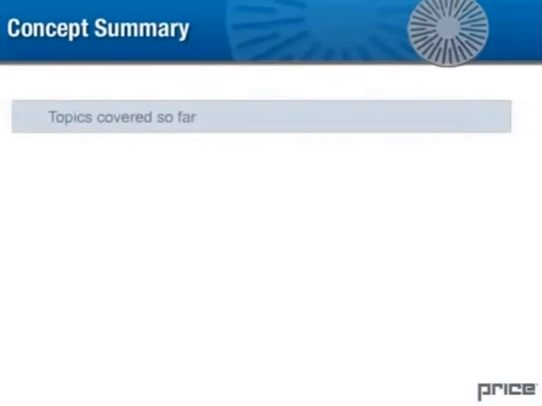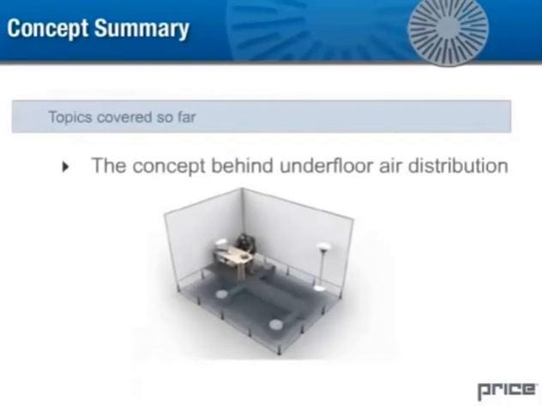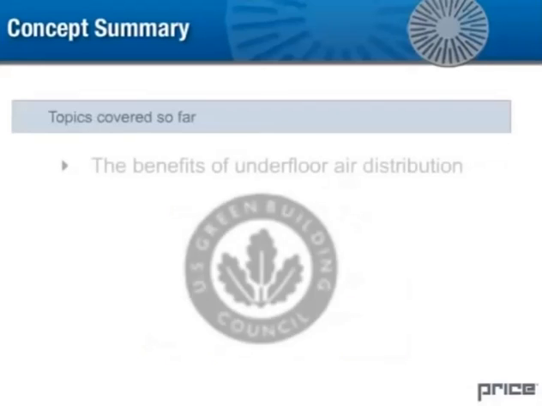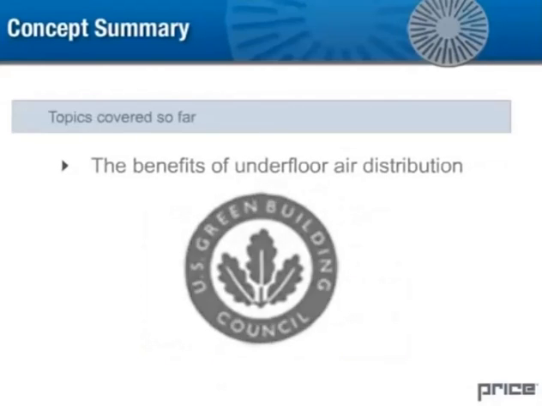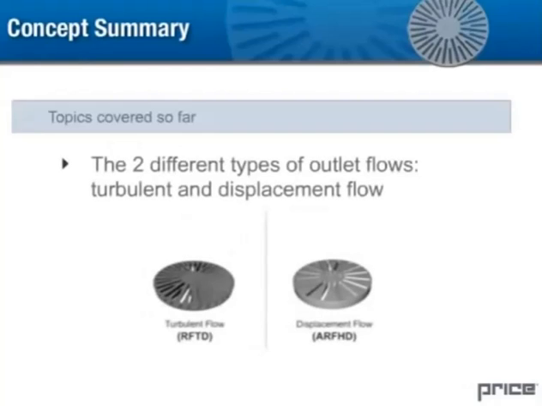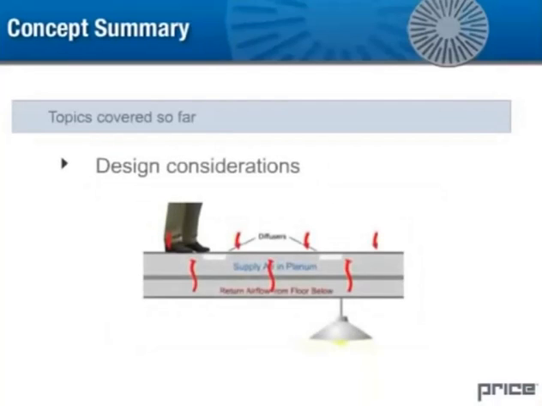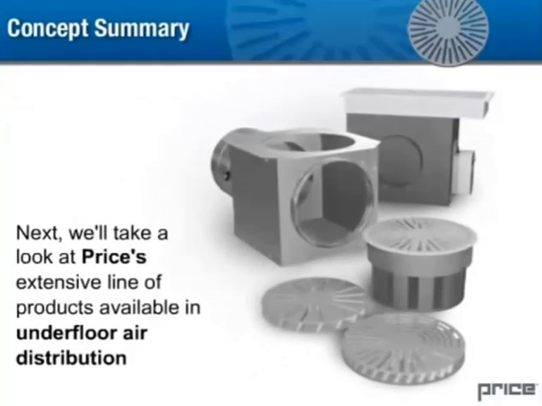So far, we've taken a look at how underfloor air distribution works and explored the concept behind underfloor air distribution, how it compares to traditional mixing systems, the benefits of underfloor air distribution, the two different types of outlet flows, turbulent and displacement flow, the two air supply methods, pressurized plenum and ducted supply, and various design considerations. Next, we'll take a look at Price's extensive line of products available in underfloor air distribution.